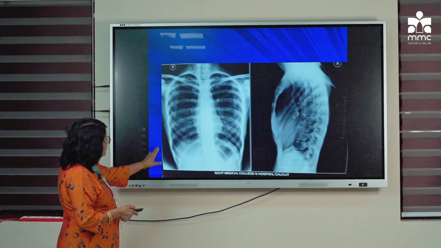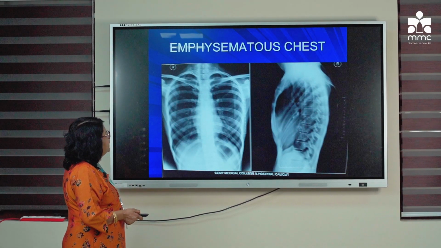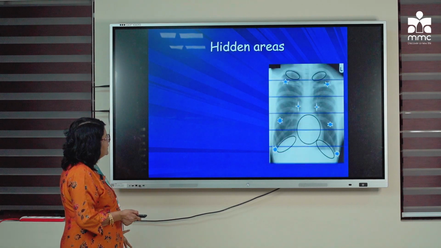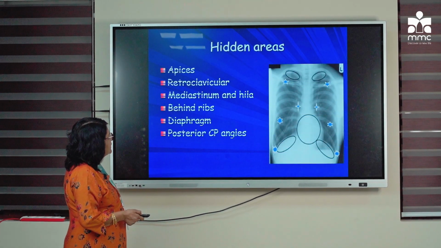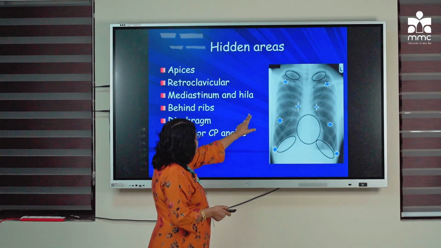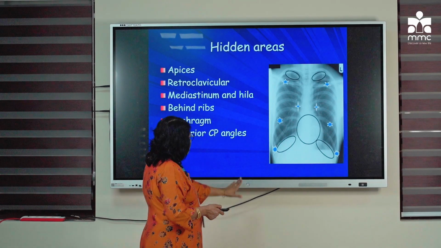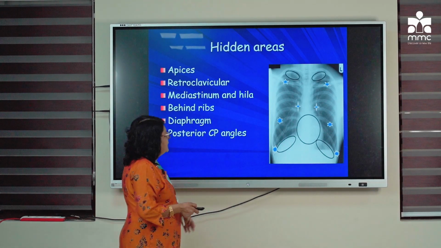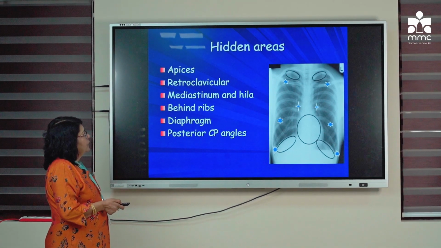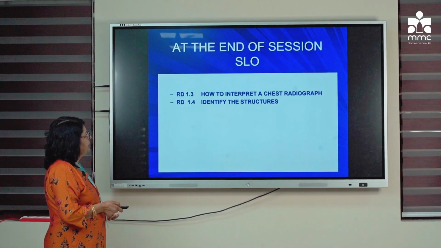Okay, then what are you seeing here? This is too much air here, isn't it? This is a case of emphysema. So last but not least, you should know about the hidden areas. Which are the hidden areas which I have marked here? One is the apices, then the retroclavicular region, then you have the mediastinum and the hilar, then you have the areas underneath the ribs, then the CP angles and the retrocardiac area are the hidden areas of the chest, which all of you should know. The pathology will be hidden, so you have to take different views or do a CT.